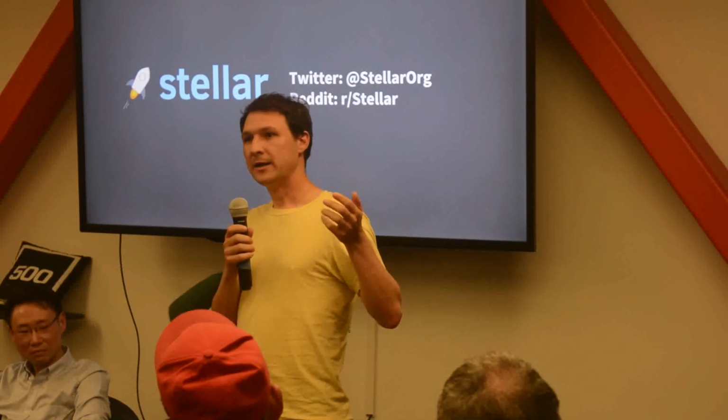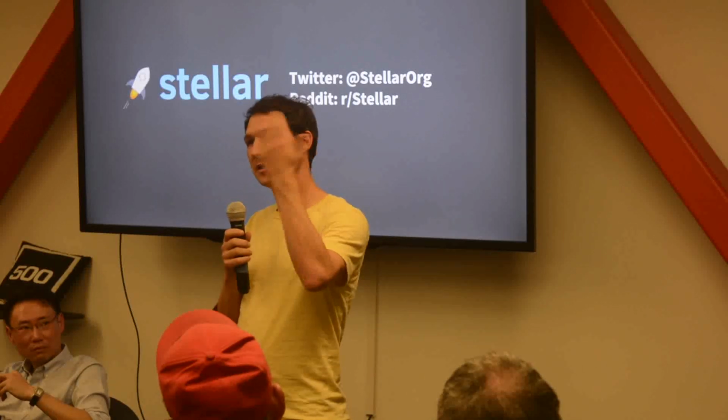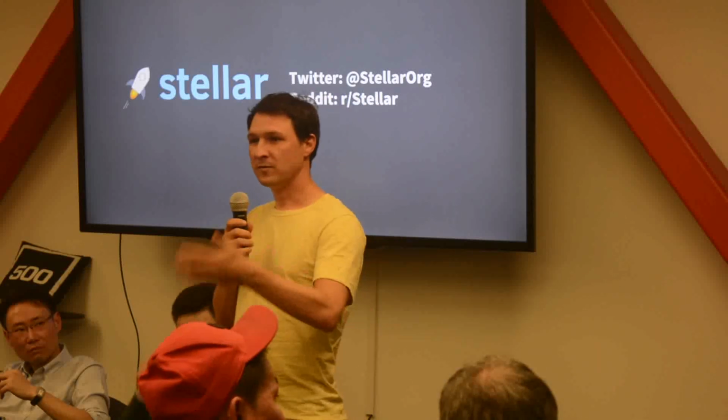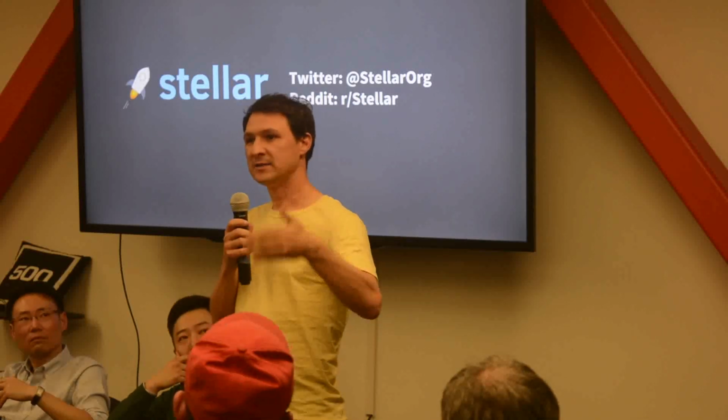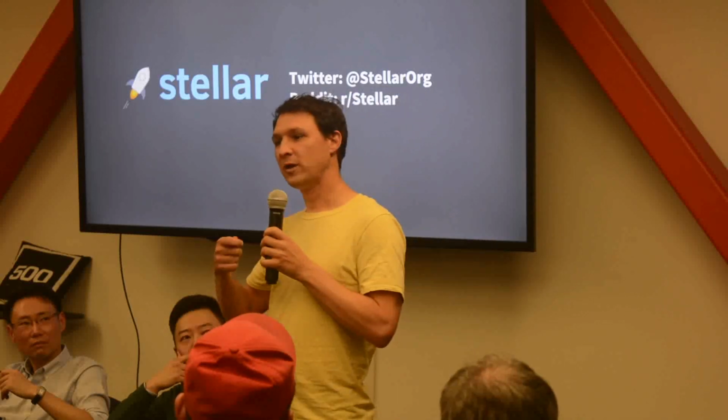Now there are lots of different payment networks. There's ACH here in the US, there's SEPA in Europe, there's M-Pesa in Kenya, Alipay, all these different payment networks, but they don't interoperate. So when you want to send money between them, it involves middlemen and fees and time and expense.